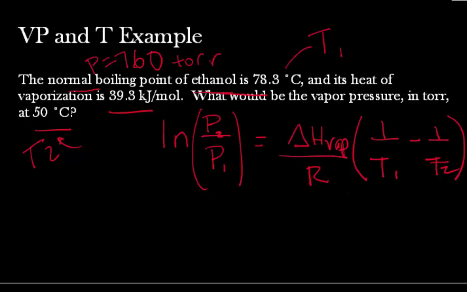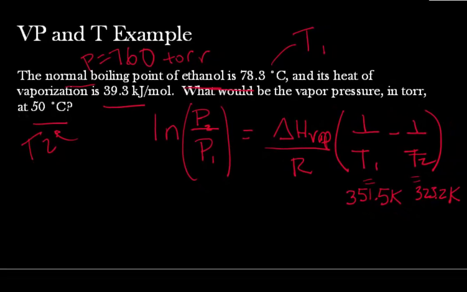Now, in the Clausius-Clapeyron equation, because we're using the gas constant, and the units for the gas constant are joules per mole Kelvin, our temperature units need to be expressed in Kelvin. So if we add 273 to T1, which was 78.3, that value is 351.5 Kelvin for T1, and T2 would be 323.2 Kelvin. So those are our temperatures that we're going to plug in right there and right there.